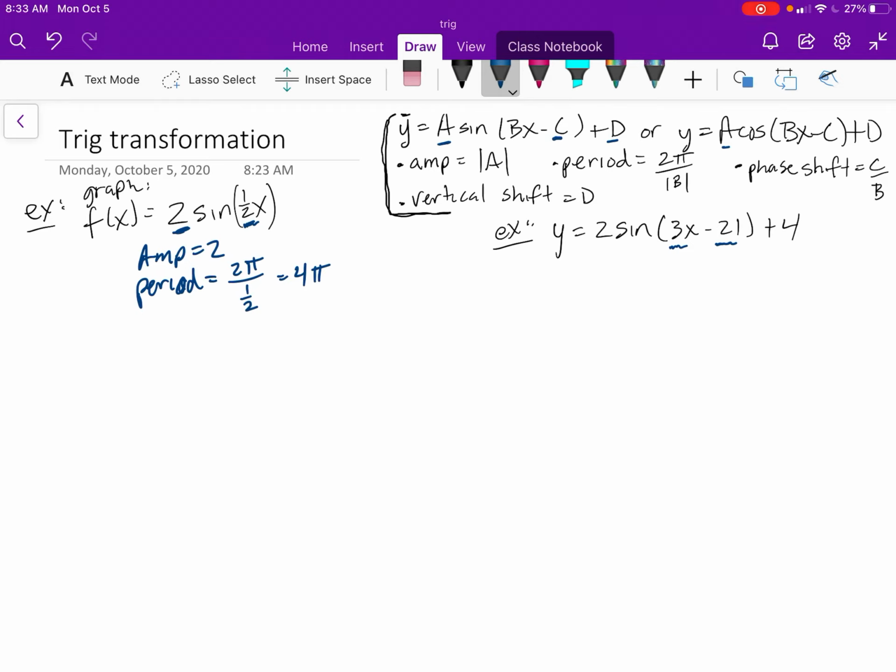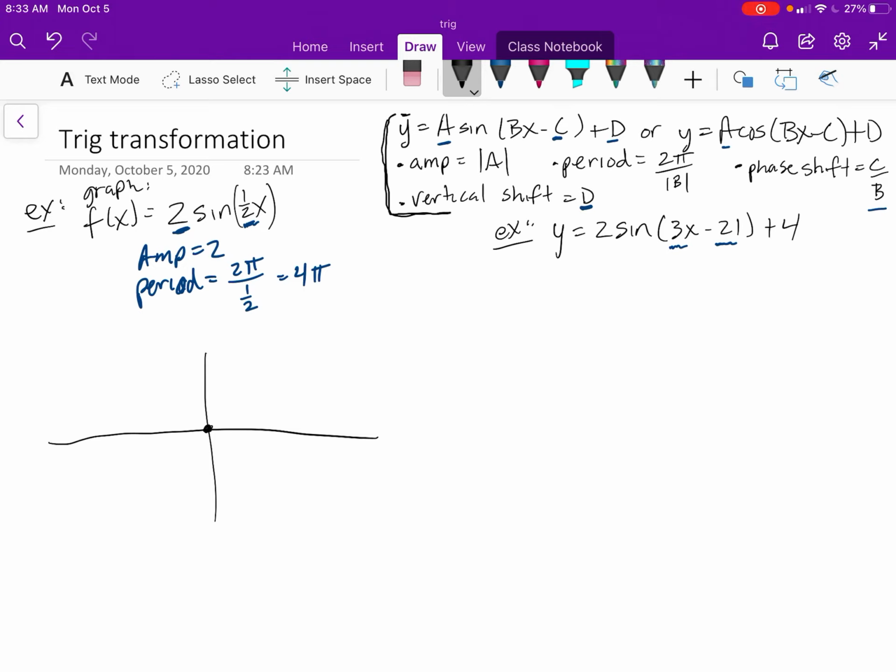So I don't have a c, and even if you use this formula, right, 0 over 1/2 is 0, so the phase shift is 0. That means it wasn't shifted left or right at all. And I don't have a d, so it wasn't shifted vertically either. So graphing this, because there was no shift left or right, I can still just go from 0 here, right? That's my first point. Now the amplitude is 2.